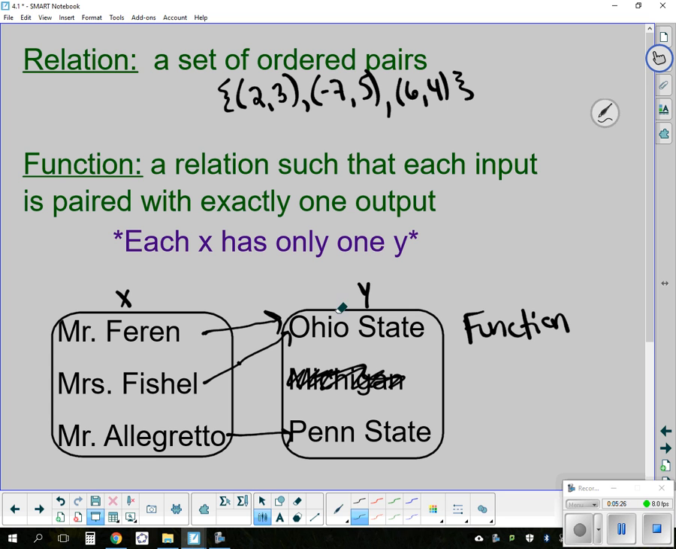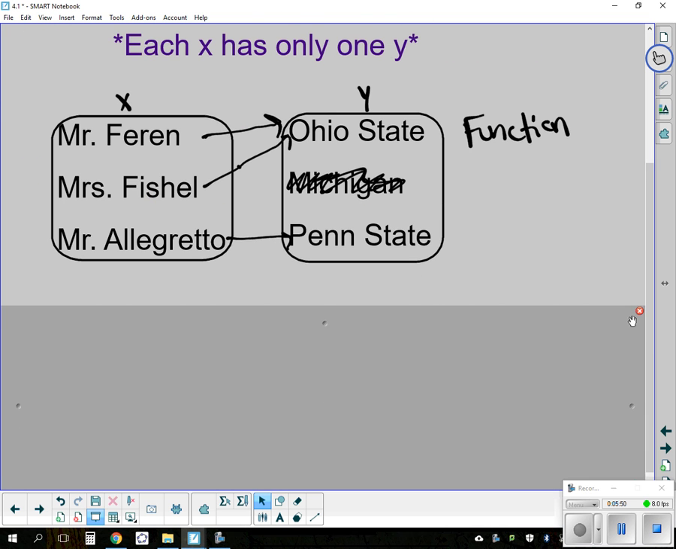Sometimes students will say, but look, Ohio State has two different x's. But read this sentence. It doesn't say each y can only have one x. It's each x can only have one y. This x, Mr. Farron, only has one y. This x, Mrs. Fischel, only has one y. And of course, this x only has one y. So this is okay. This is a function. So keep that kind of straight in your head. Let's try an example with some numbers.